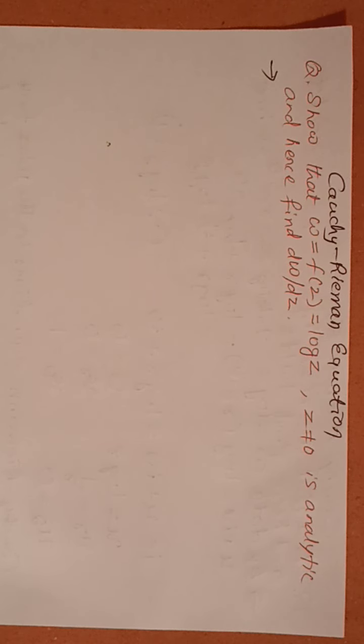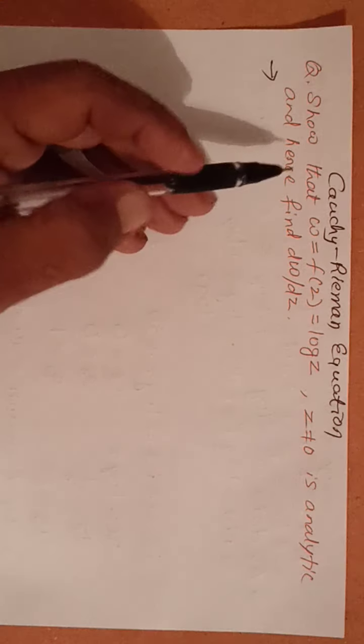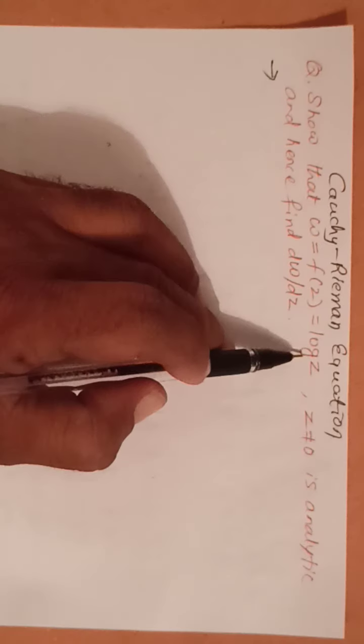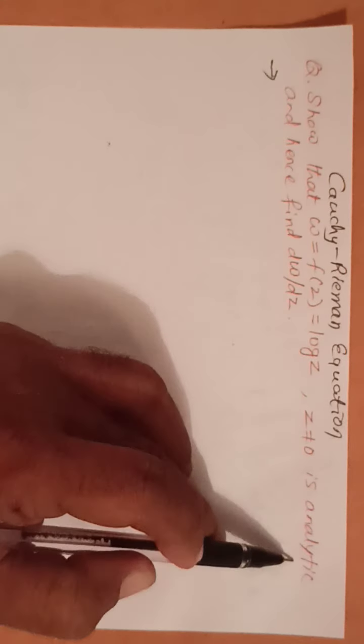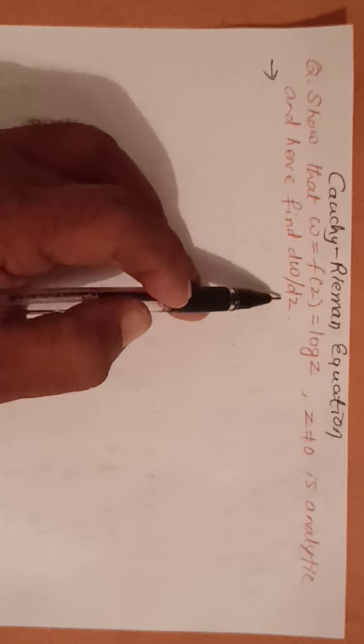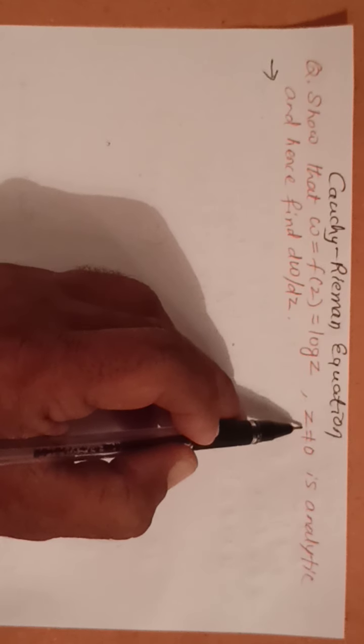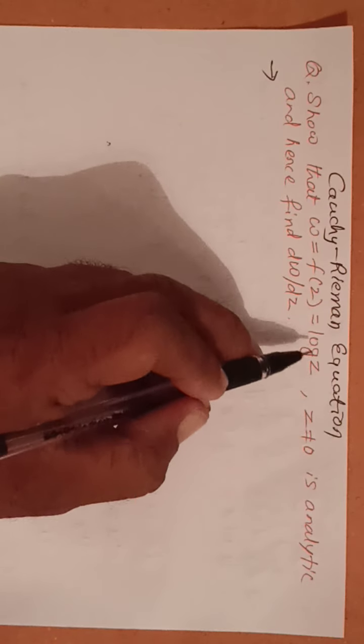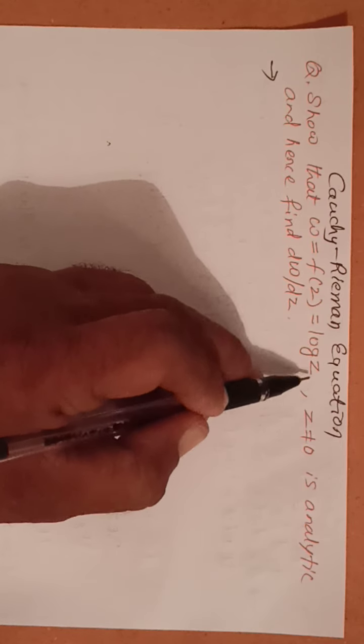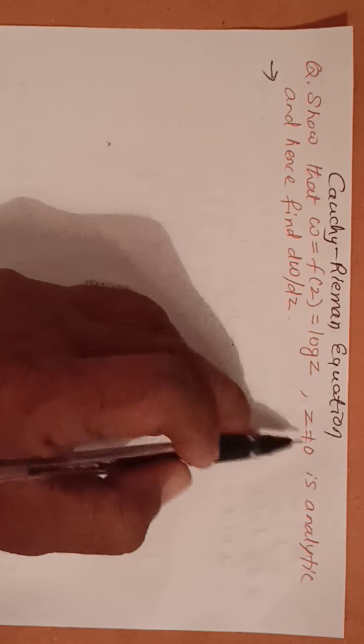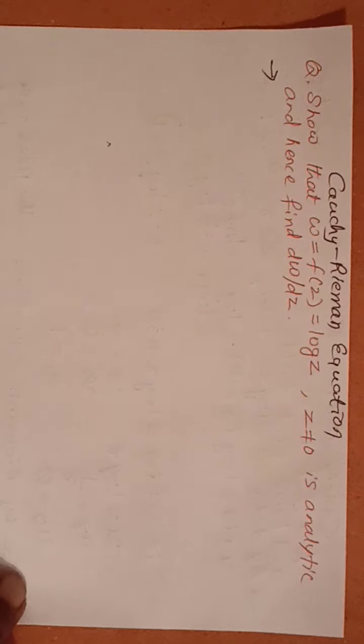Moving to one more problem on the Cauchy Riemann equation. Show that w is equal to f of z is equal to log z, z is not equal to 0, is analytic, and hence find dw by dz. Here it is given z is not equal to 0, because if z is 0, log of 0 is minus infinity. That's why it is eliminated earlier.